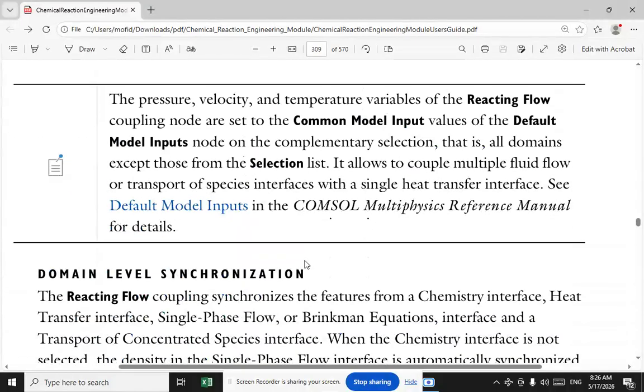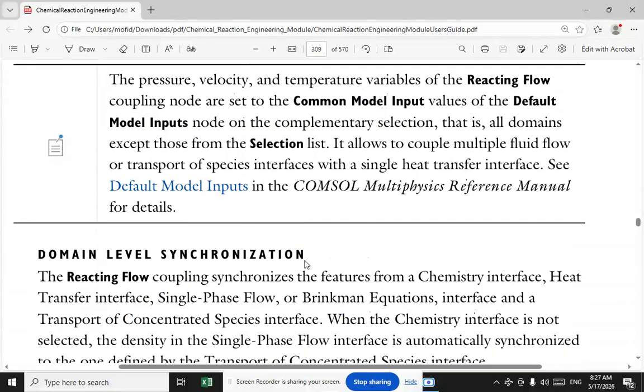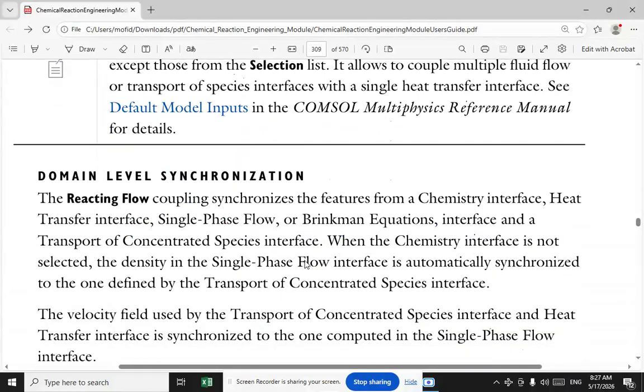The pressure, velocity, and temperature variables of the reacting fluid coupling node are set to common model input values of the default model inputs node on the complementary selection. That is, all domains except those from the selection list. It allows you to couple multiple fluid flow and transport of species interfaces with a single heat transfer interface. See default model inputs in the COMSOL Physics Reference Manual for details.